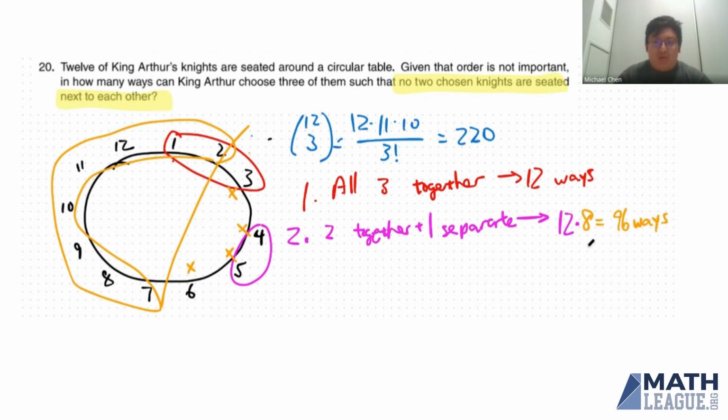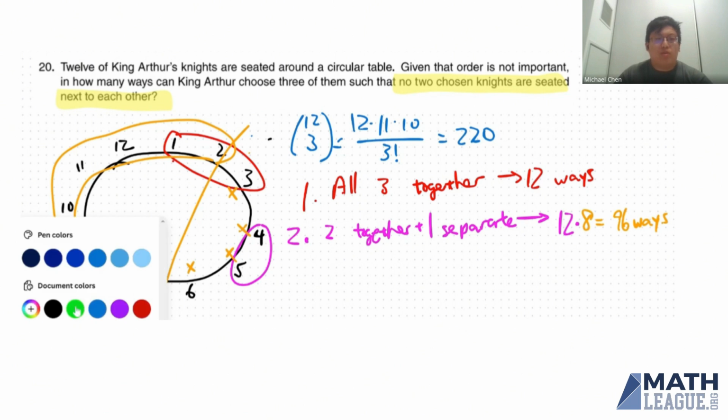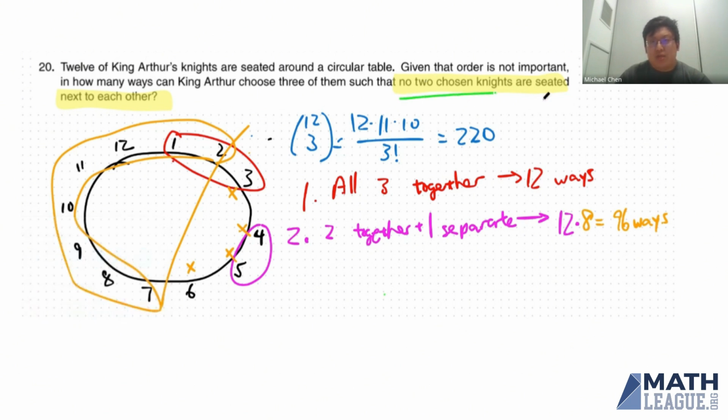And therefore, the total number of ways in which King Arthur can actually choose his knights so that no 2 of them are seated together is 220 minus 12 minus 96, which is 220 minus 108, which is 112. And that is our answer for number 20.